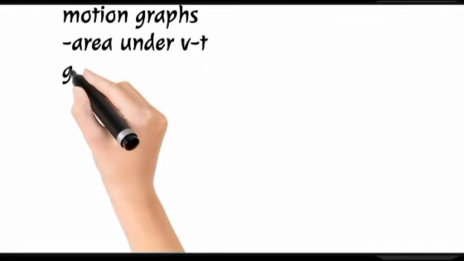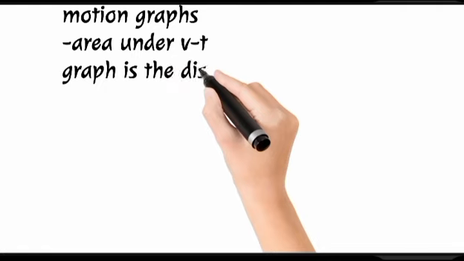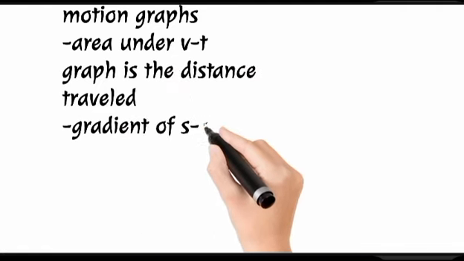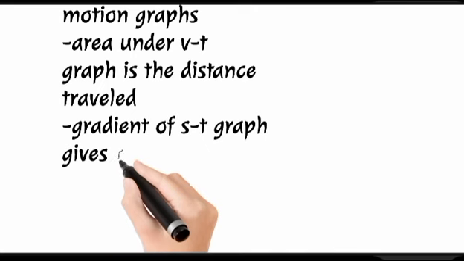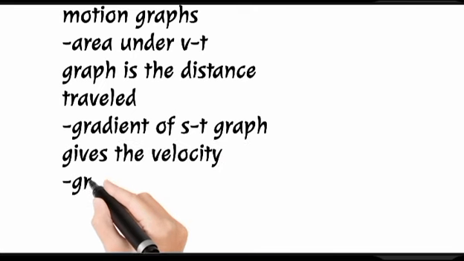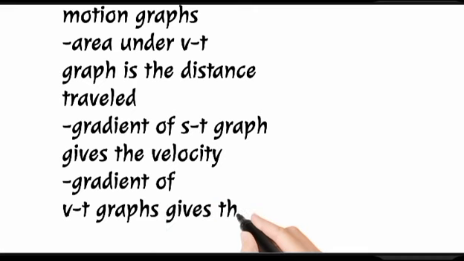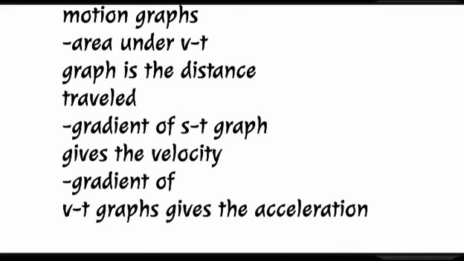Let us look at applications of motion graphs. The area under a velocity time graph is the distance traveled. The gradient of a displacement time graph gives the velocity. The gradient of a velocity time graph gives the acceleration.